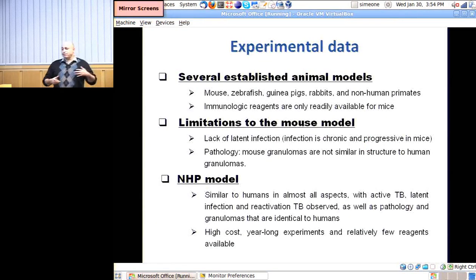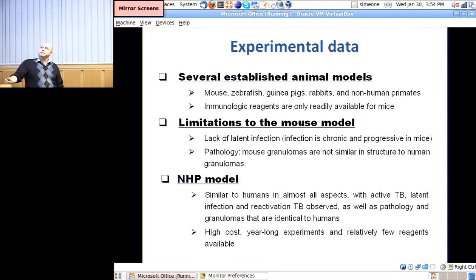Do we have enough data? We do have data, but not as much as we wish. That's always the case. There are several established animal models: the non-human primate, the zebrafish, mouse model, guinea pigs, rabbits. The most used and popular is the mouse model, which has a lot of immunologic reagents, and it's been studied a lot.